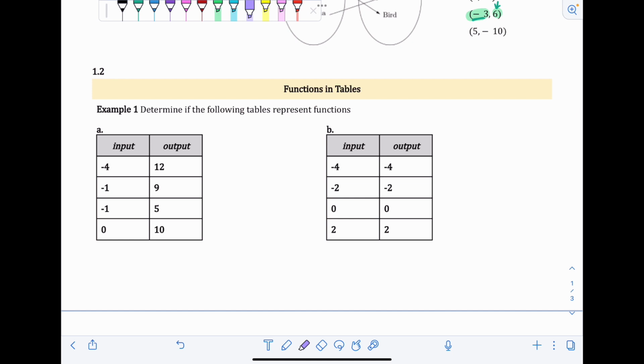So if we look at A, the input values are -4, -1, -1, and 0. That -1 is repeated, so it potentially is going to two different output values, and it is. -1 is going to 9, and it's also going to 5. Even though it's written twice, it still counts as the same input. That one input, -1, is going to two different outputs, 9 and 5. So because that one input goes to two different outputs, we would say no, not a function.